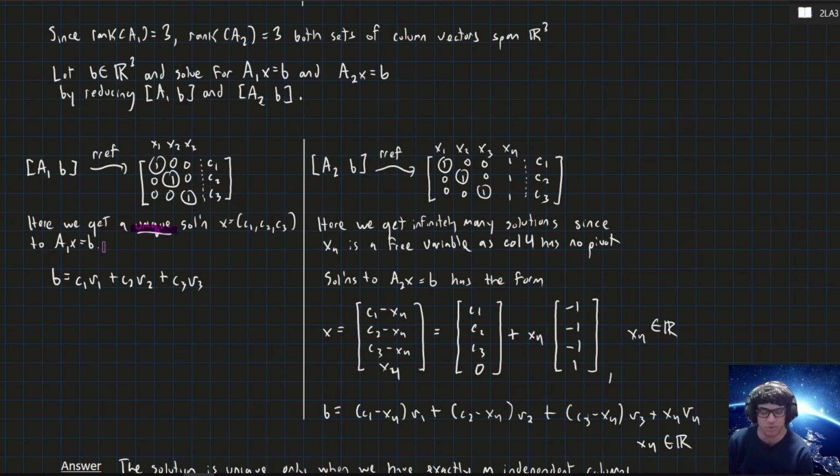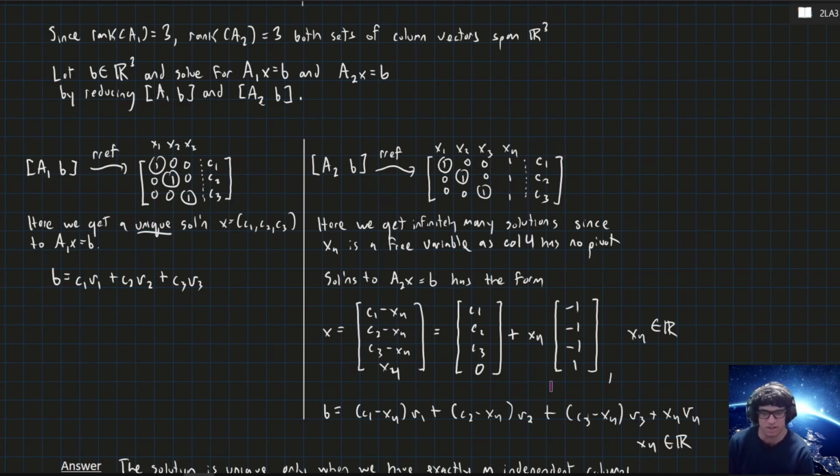And we can just read off what that unique solution is right from the reduced echelon form here. So x1 is going to be c1, x2 is going to be c2, and x3 is going to be c3, whatever those numbers happen to be. You can also write b as an explicit linear combination of v1 through v3 using these weights like this. So everything's simple and clean here, getting one unique solution.